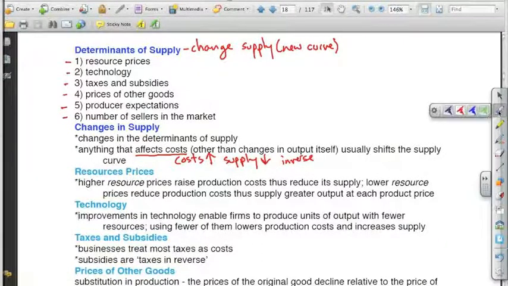So if resource prices increase, remember, higher resource prices raise costs. So if resource prices increase, costs increase, thus supply decreases. So here we have an inverse relationship between resource prices and supply.